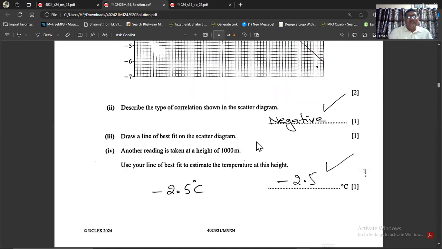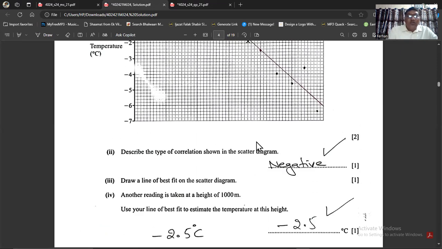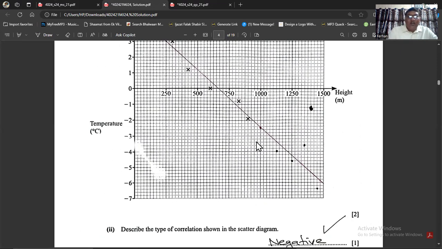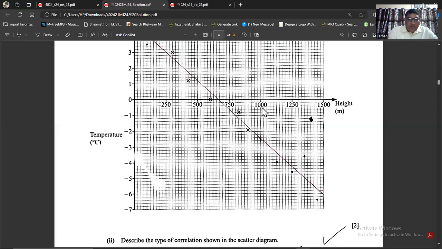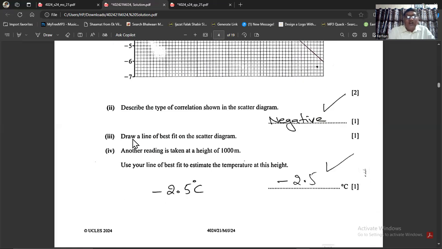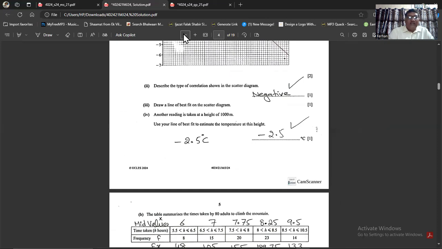After that, they are asking us to find out another reading taken at a height of 1000 meter. Use your line of the best fit to estimate the temperature at this height. So I will take the height 1000 meter. 1000 meter is here. From here, I will draw a line. When it intersects the line of best fit, then from there I will go to the y-axis and check what is the reading. It is almost minus 2.5. So I will write minus 2.5. So this is how this question is done.